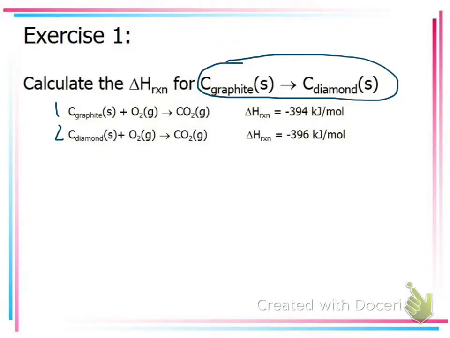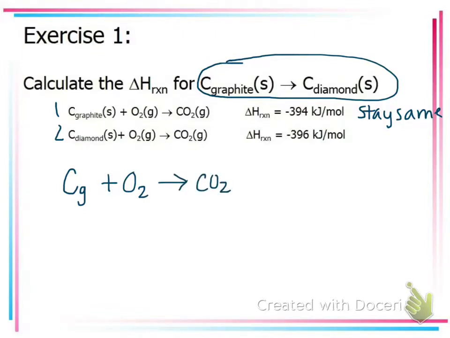Okay, so we need graphite on the reactant side, and if we look at this first equation, graphite's where we need to be. So this equation will stay the same, and since we know it will stay the same, we're going to go ahead and rewrite it. We're going to do carbon, and I'm going to do G, so we don't have to write it all out, plus oxygen yields CO2. And it's going to be important to notice your states of matter, especially if you're dealing with water, because we'll do that, G, gas.